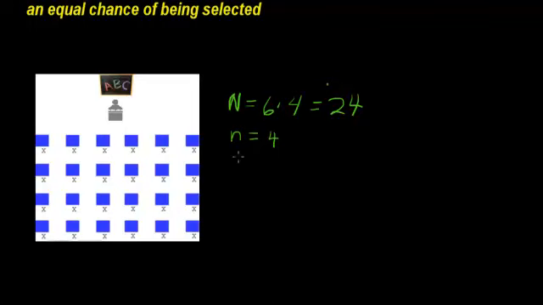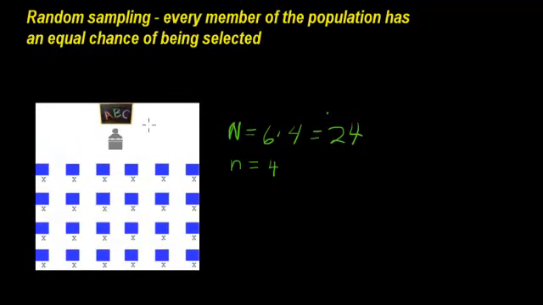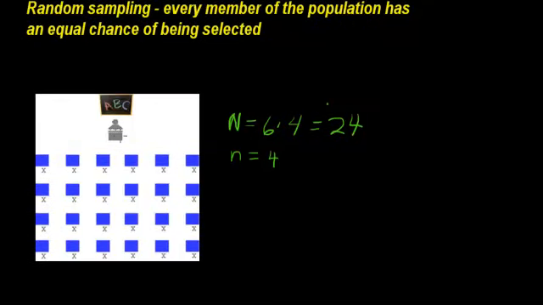In a random sample, the requirement is every member of the population, let's look at that definition again, every member of the population, every one of these 24 students would have an equal chance of being selected. So a random sampling method would be, a very simple one, would be that I would maybe number the rows. So let's see. This would be row 1 here, row 2, row 3, row 4, row 5, and row 6.